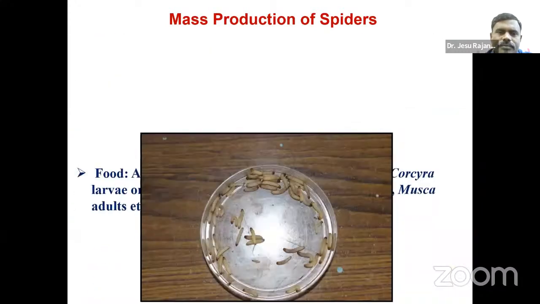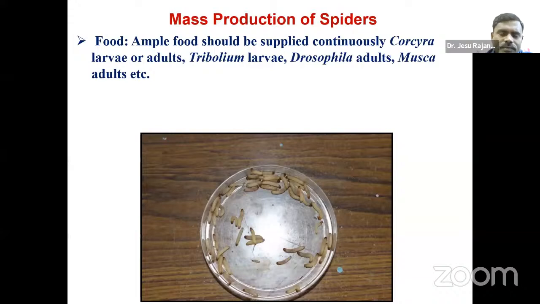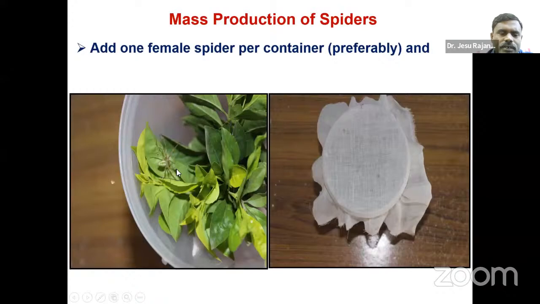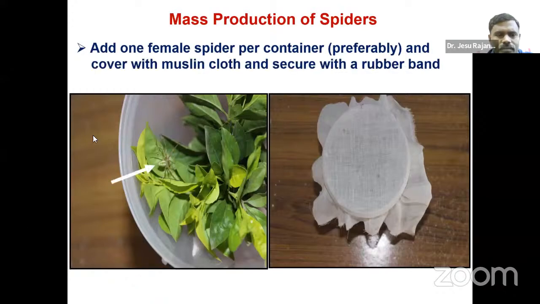So next is the food. Better to take an artificial laboratory host like Corcyra larva. Otherwise any host, that's no problem. Just release it inside the oviposition chamber. Then the next stage is you release the adult spider nucleus culture. Better take both male and female together, no problem. But keep them only 1 week. After mating, you remove the males. Only the female is enough.